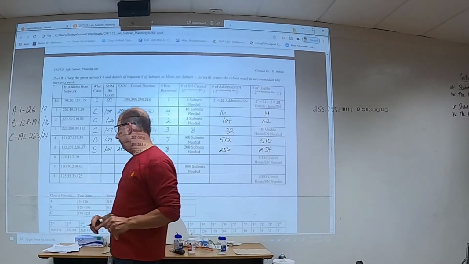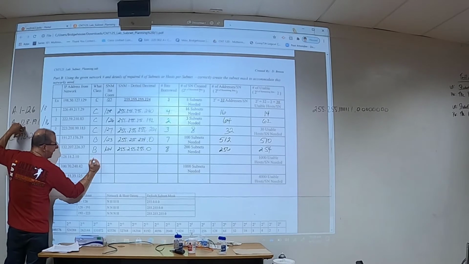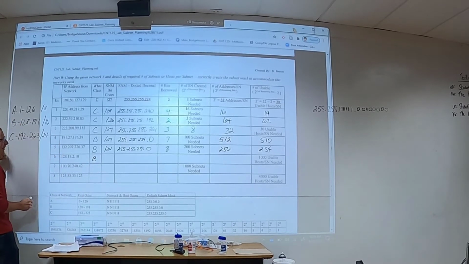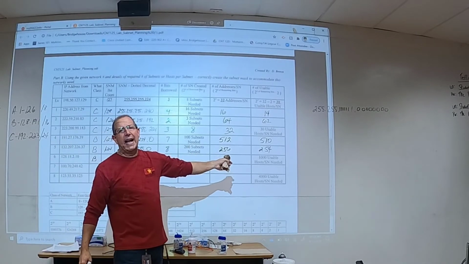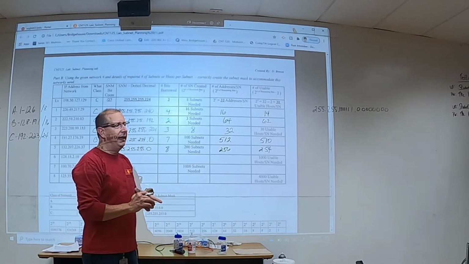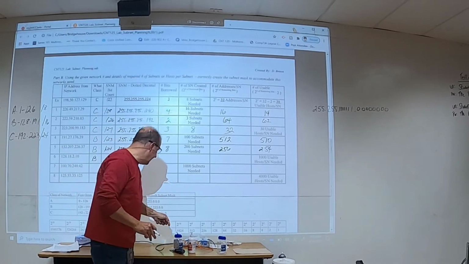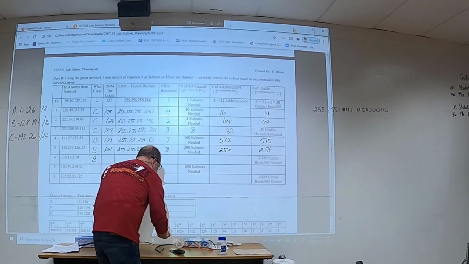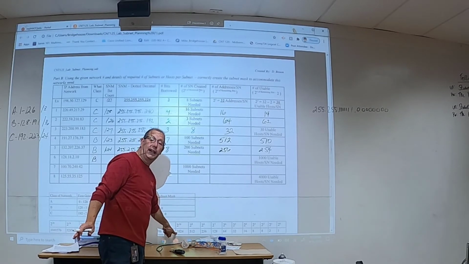One more Class B. Okay? 128, beginning of my range here. Class B will be a default /16. All the way over here, it's saying I need to have 1,000 usable hosts. Okay? So that means that we would have to have 1,002 total hosts. Down here, let me see past my cleaning supplies here. Okay, we have 1,024. It's 2 to the 10th.